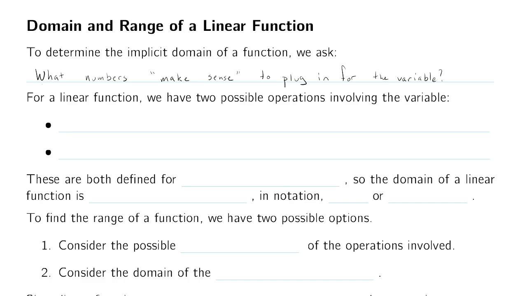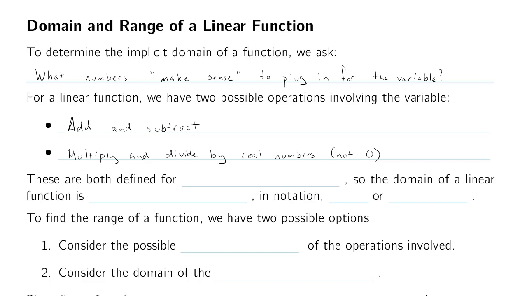Now, for a linear function, there are only two things that can happen involving the variable. We can add and subtract, and we can multiply and divide by real numbers that are not zero. If we have 0 times the variable, there's actually no variable there, and we have to have a variable in a linear function. And of course, we can't divide by 0 because that's just not a thing.